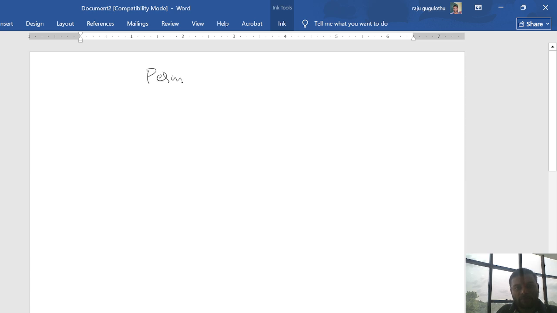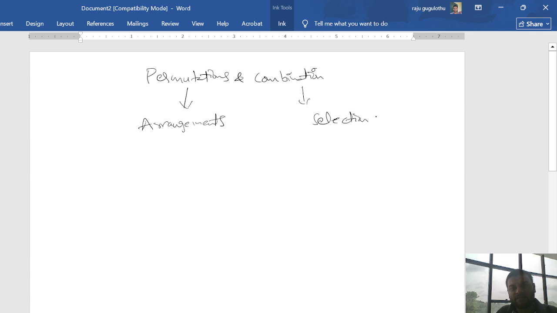Our topic name is permutations and combinations. Friends, permutations means arrangements of things, and combination means selection of things.